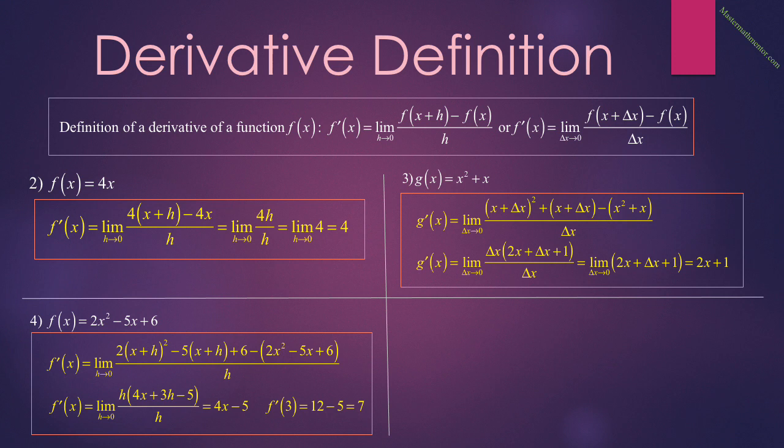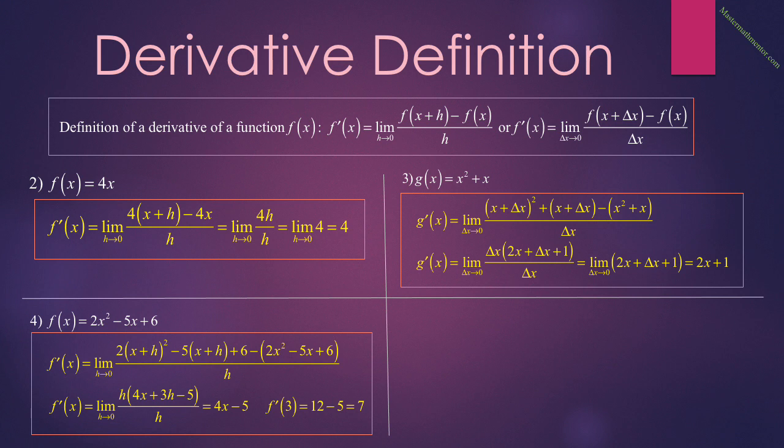F prime of x equals the limit as h approaches 0 of h times the quantity 4x plus 3h minus 5 all over h. The h's cancel, and we are left with the limit as h approaches 0 of 4x plus 3h minus 5, and that gets us to 4x minus 5.